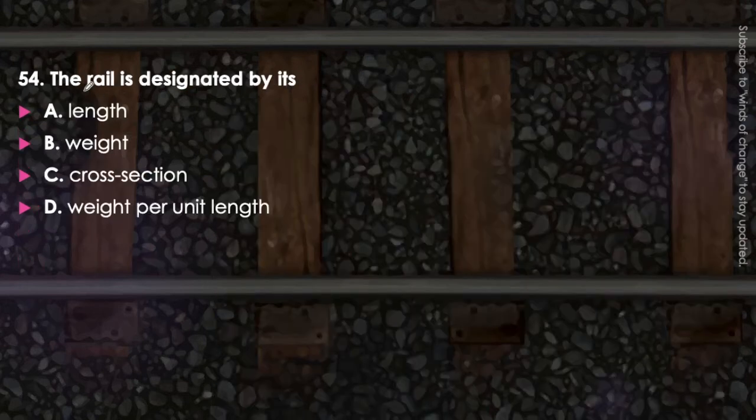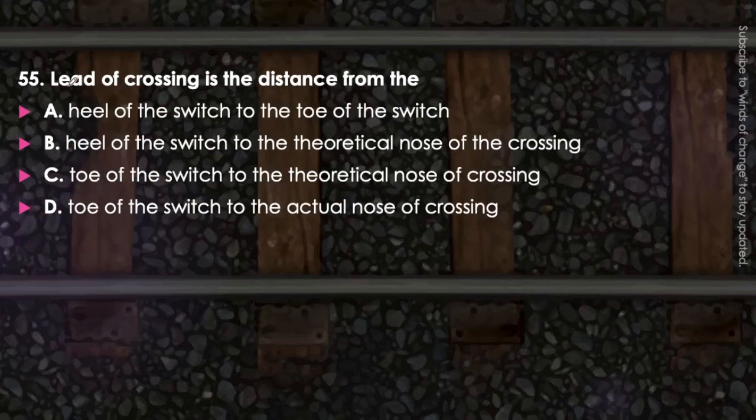Next question. The rail is designated by its length, weight, cross section, or weight per unit length. Can you recall it? The answer will be option D, that is weight per unit length. Very easy question. Next question.